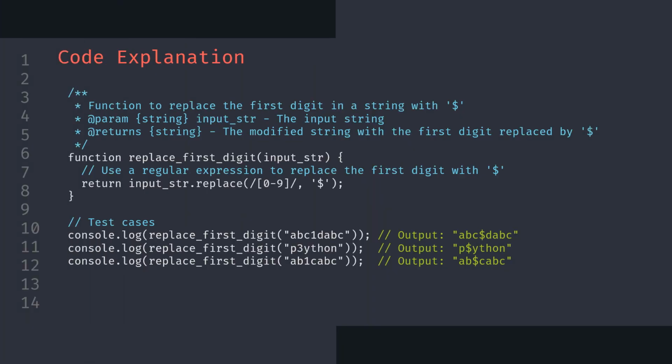This function uses a regular expression to find the first occurrence of a digit in the string. The replace method replaces that digit with the dollar character. It works efficiently and ensures that only the first digit is replaced.